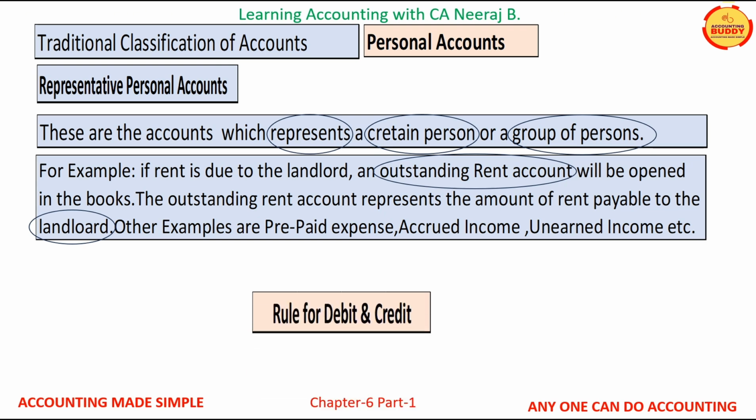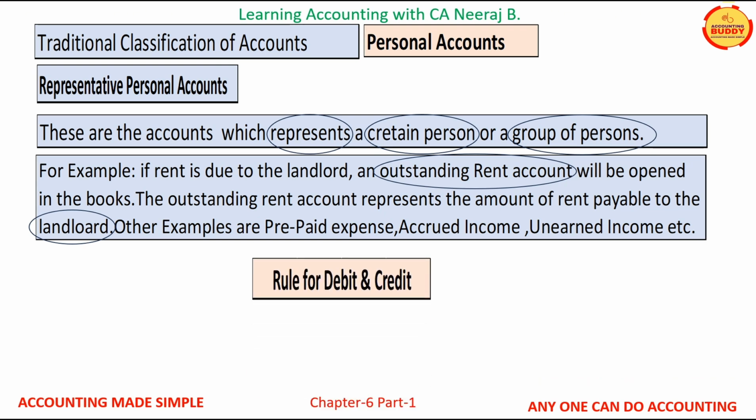Now the rule of debit and credit is the same for all the three types of personal accounts. And the rule is debit the receiver and credit the giver.